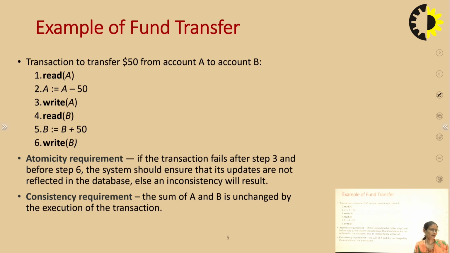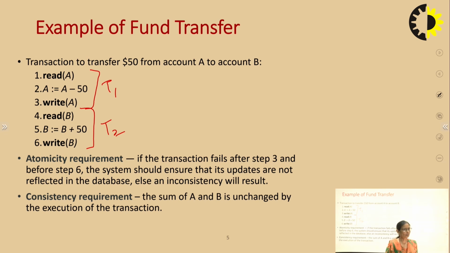This is a simple example of fund transfer. So we have a transaction to transfer $50 from account A to account B. These are the set of instructions where we are deducting the amount from user account A, and in this pair of statements we are adding the amount to user account B. So how is the ACID property being satisfied? If we are talking about the simple fund transfer, we could say this is my transaction T1 and this is my transaction T2.